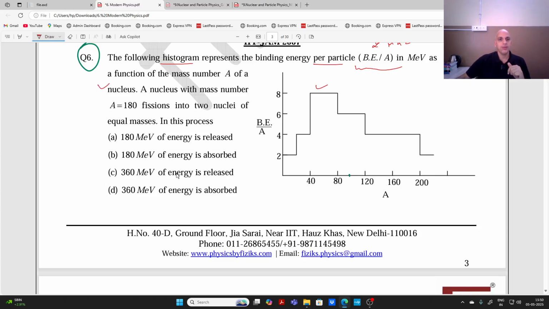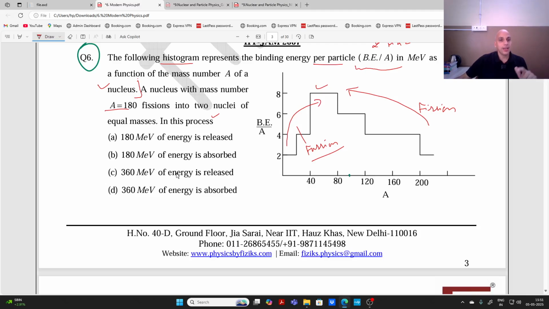A nucleus with mass number 180 fissions into two nuclei of equal masses. We know very well, if we recall that graph, that all those nuclei which are on this side of the graph have the tendency to go toward the higher side of binding energy per nucleon in order to achieve stability, and they undergo fission, right? Whereas all the nuclei which are here want to go here, they will undergo fusion. So these are two processes.